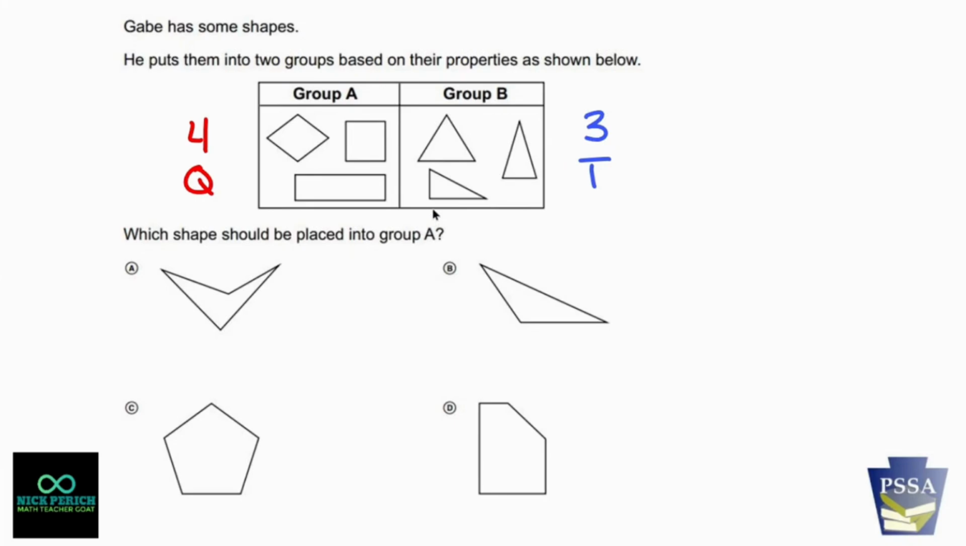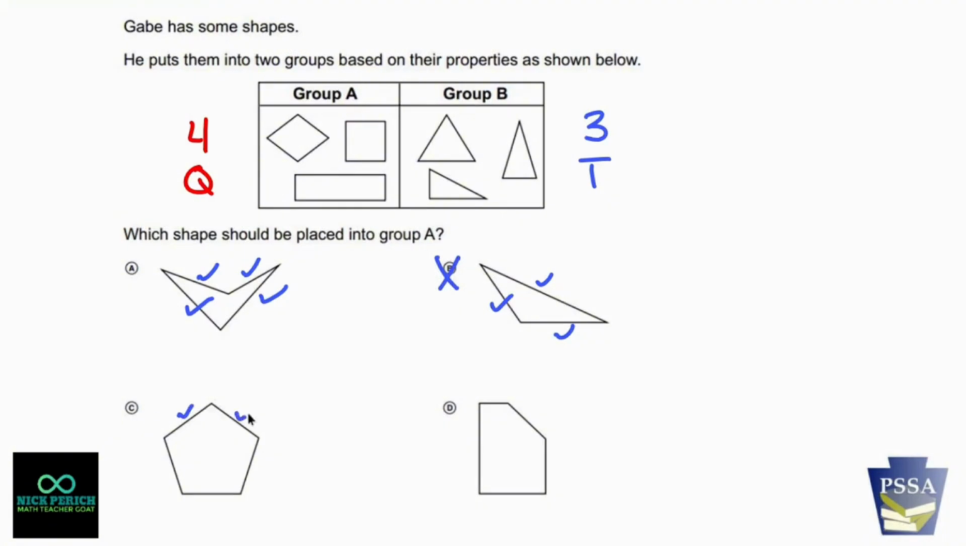Well, we need a four-sided figure. So A has 1, 2, 3, 4 sides. So A is probably in Group A, but let's check the others. B has 1, 2, 3 sides, so B would go to Group B.